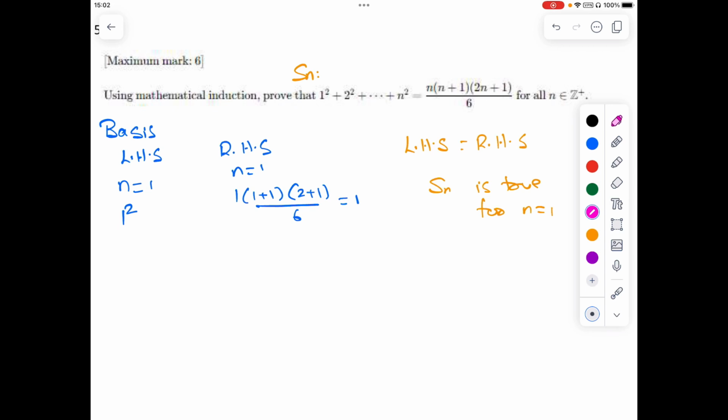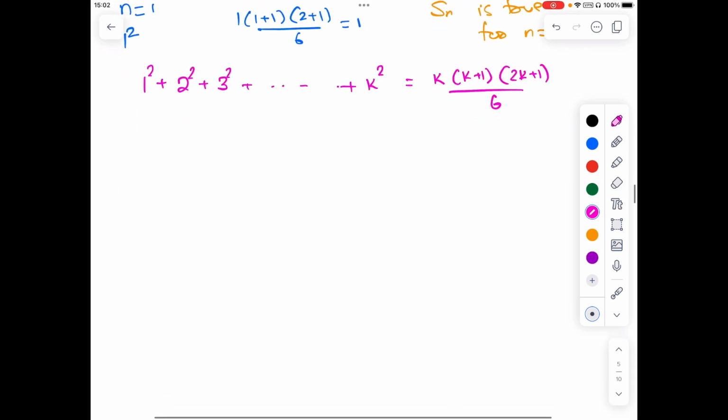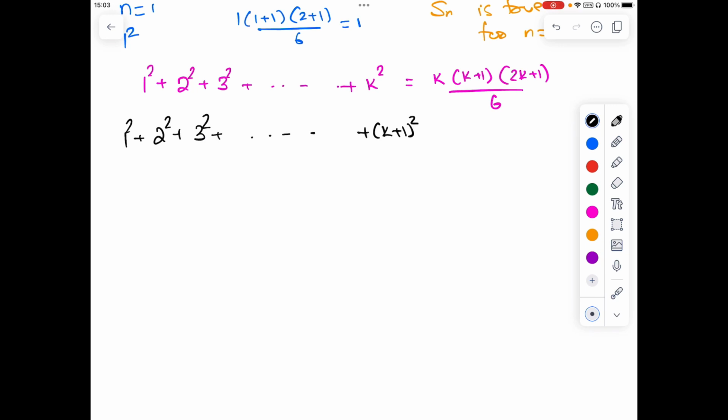Now, assumption. What is assumption? Let us assume that it is true for n equals k: 1 square plus 2 square and so on plus k square equals k times (k plus 1) times (2k plus 1) upon 6. Now the induction step. We have to prove that it is true for n equals k plus 1. So 1 square plus 2 square and so on plus (k plus 1) whole square should be equal to, when I simplify that, plug in k plus 1 in the right hand side also: (k plus 1) times (k plus 1 plus 1), which becomes k plus 2, times (2 times (k plus 1) plus 1), which becomes 2k plus 3, upon 6. I have to prove this.